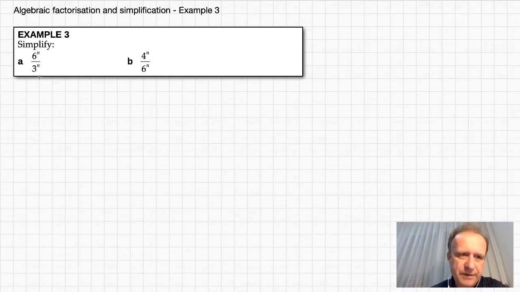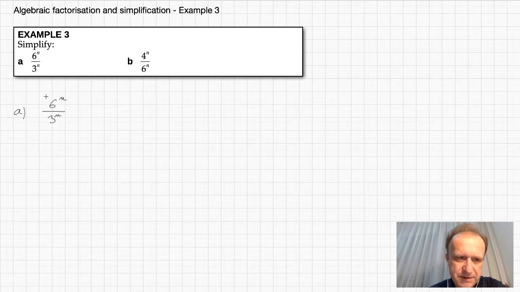Example 3, simplify. This time you see you have some quotients of two expressions, so fractions actually. So let's start with the first one: 6 to the power of n over 3 to the power of n.